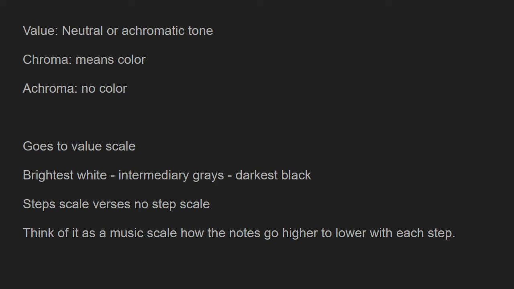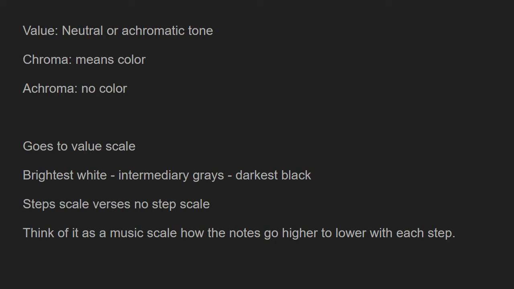Now, value can be neutral or achromatic. Chroma means color and achroma means no color. So value can be either light red, medium red, dark red, or it can be various grays. Okay, so we will be working in the grayscale because it's easier whenever you're first learning about value and how to apply it to your art. Okay, so on a grayscale value scale, the brightest white is the first value, and then it goes into those middle intermediary grays to the darkest black.